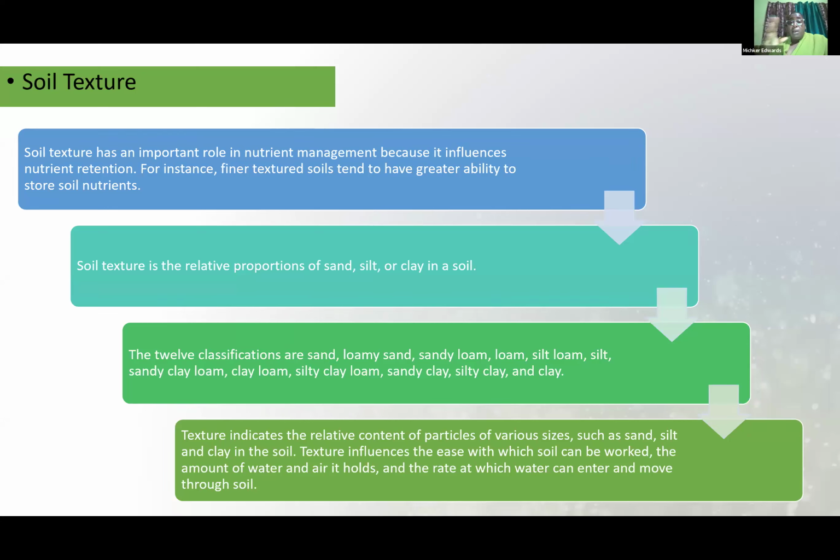I will add this slide back into this presentation that disappeared. Based on the length of the ribbon, you can determine what type of soil you have, what texture soil you have.